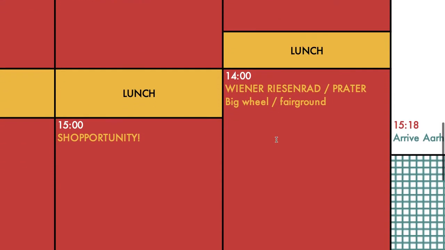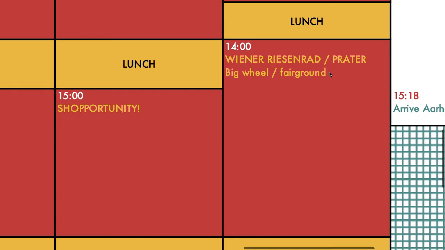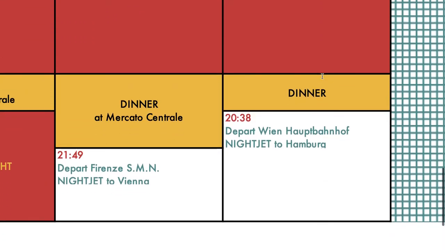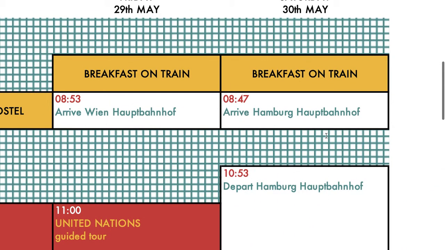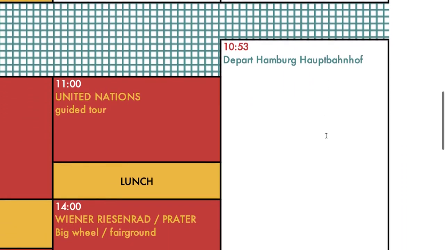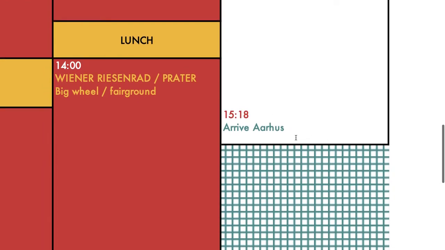Then a fairground thing. So that would have been people having to spend their own money on the fairground. If the budget had allowed it, then I might have given an allowance to everybody. Certainly that's what we did the previous year. Then an overnight train to Hamburg. All of these overnight trains cost money. And then back to Hamburg and travelling back to Aarhus.